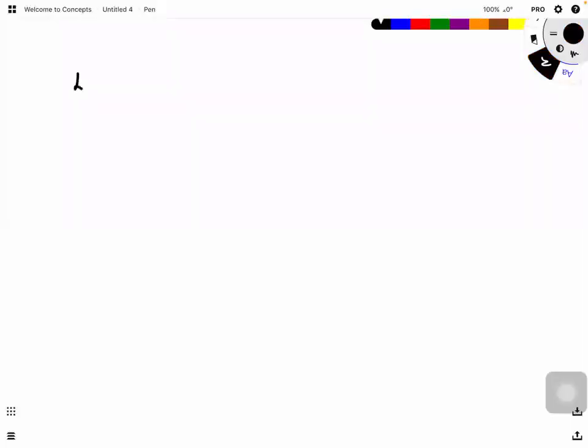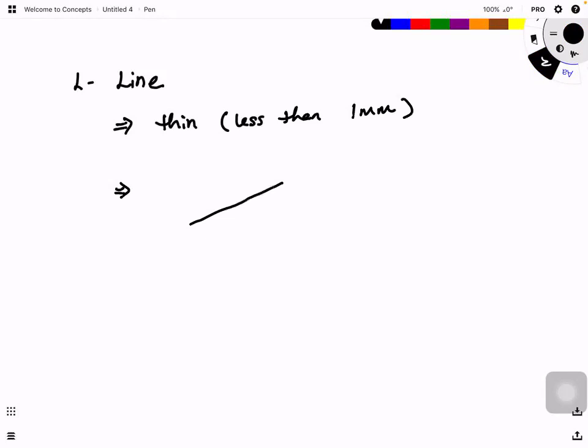So the last mark is for the line. The lines must be thin. So how thin is considered thin? Less than 1 mm. The thickness of the line must be less than 1 mm. And you have to be very careful when you draw the line.